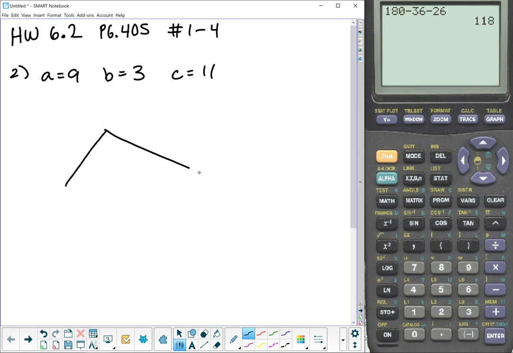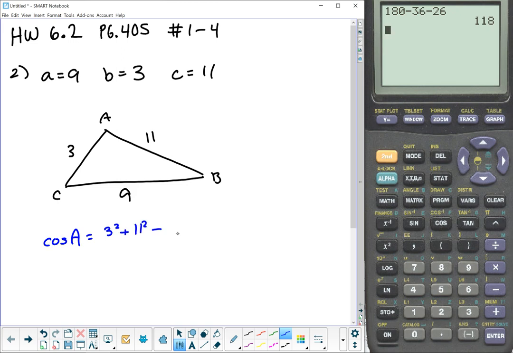So again, just draw any old triangle. It doesn't even matter if it looks right. So A, B, C, right? A is 9, B is 3, and C is 11. And see how the C is longer? But it doesn't matter because I'm just using it as a reference. So I'm going to start with angle A. So cosine of A equals, so that's B, 3 squared plus C, 11 squared, minus the A, which is 9 squared, over 2, 3, and 11.